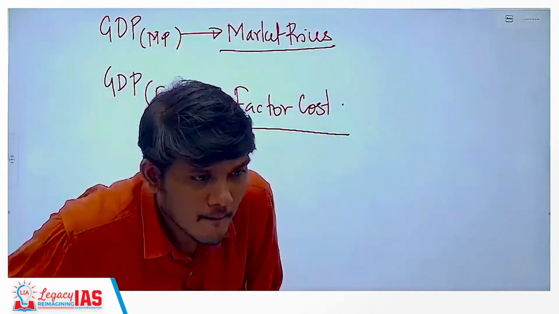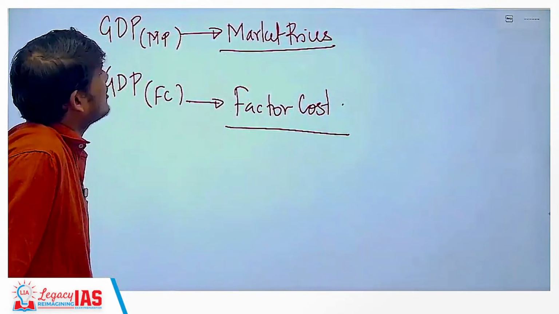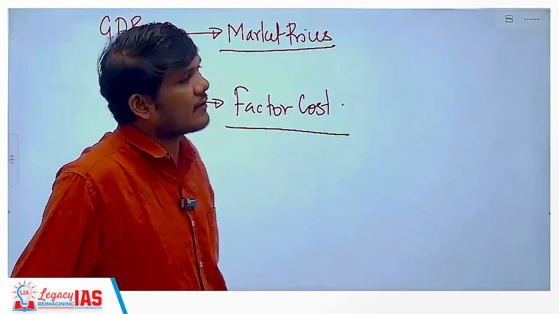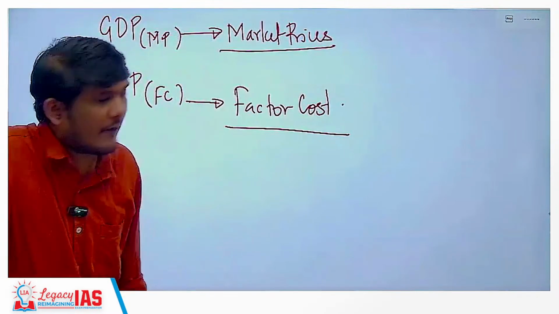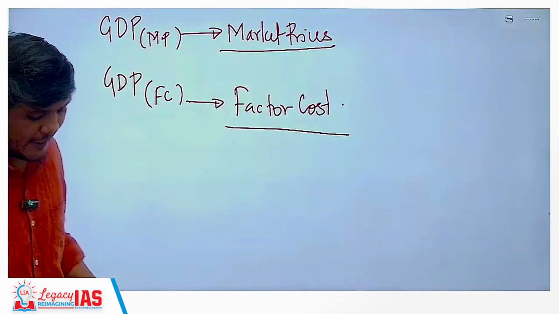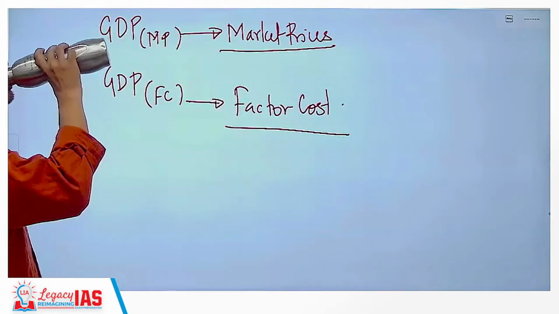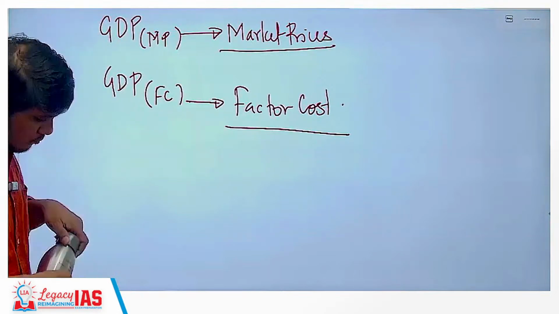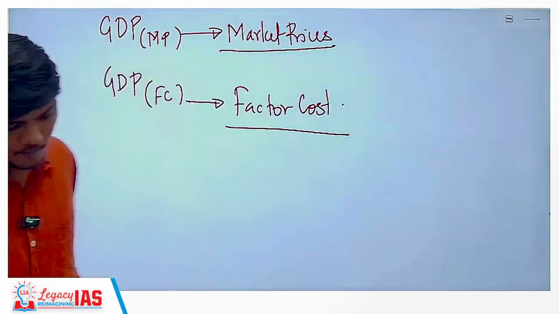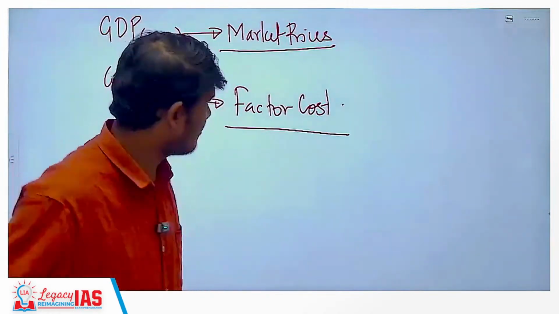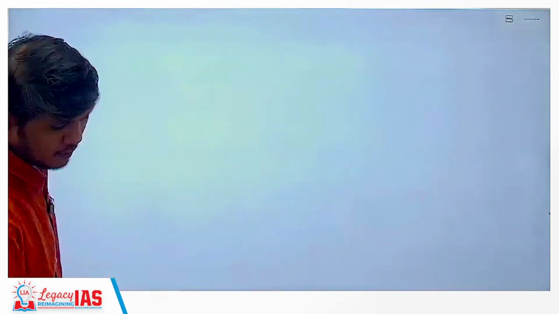This is not types of GDP, but GDP being calculated at different prices. When I explain this, it will be clear why we are calculating all this. Okay. So first write down market price.